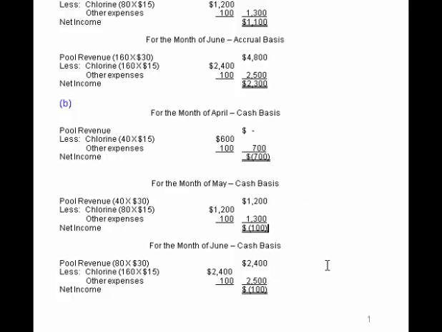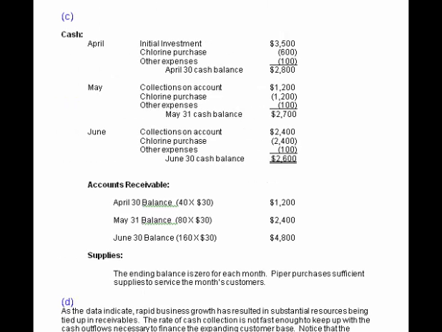And then again, using the same logic, in the month of June, we collect from the 80 customers $30 each, so we get $2,400 in total revenue, and our total expenses were $2,500. So again, we lose $100. Okay, now I'm going to adjust the screen so we can tackle Part C. All right, now you see Part C in front of you.